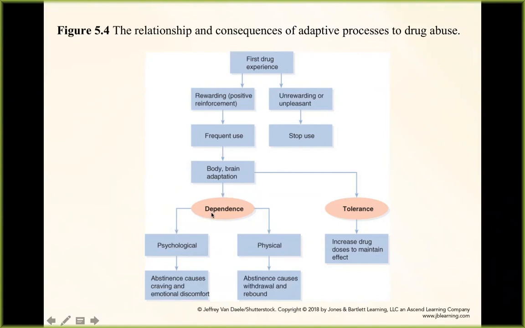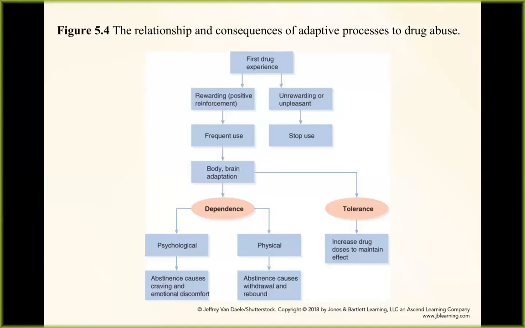Dependence then becomes either physical or psychological. Physical is that if they stop taking it, they could actually die. So alcohol has a high physical dependence. People can go into serious DTs, delirium tremens, where they can start to hallucinate. Heroin has a huge physical dependence.